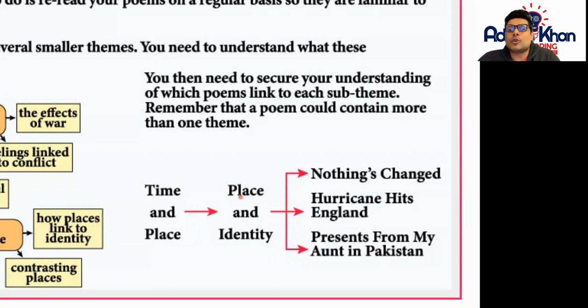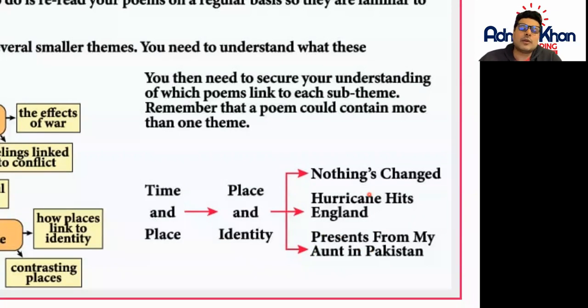So time and place is the main theme. Place and identity could be sub-themes. So you could be talking about Presents from My Aunt in Pakistan. It could be Hurricane Hits England, for example. It could be Nothing's Changed at all. So it all depends on the main broad theme and the sub-themes that come out of these particular categories.